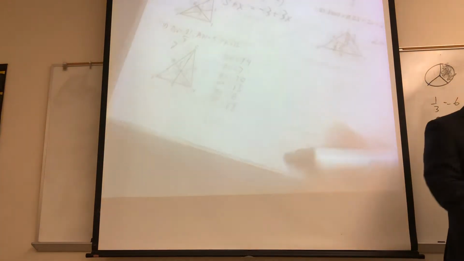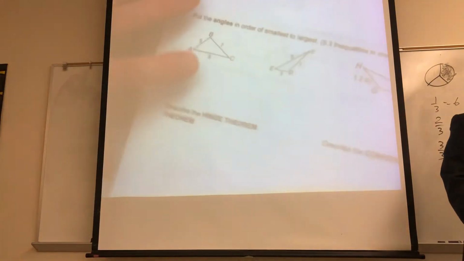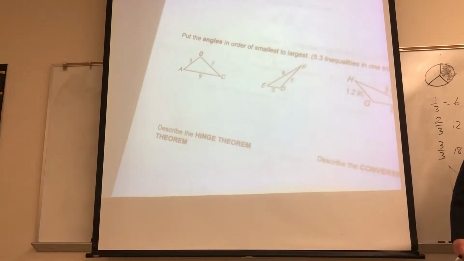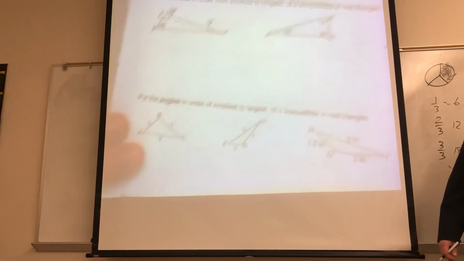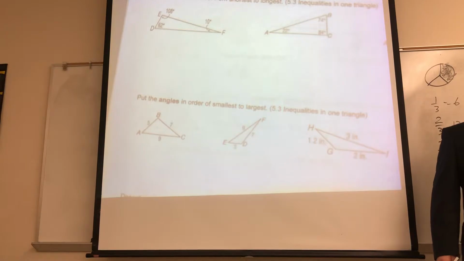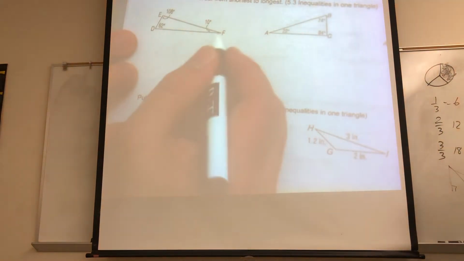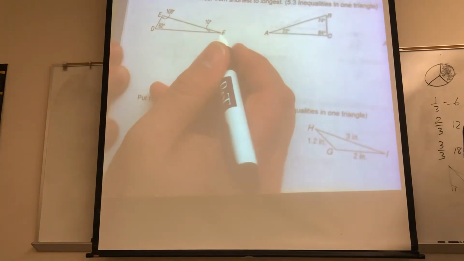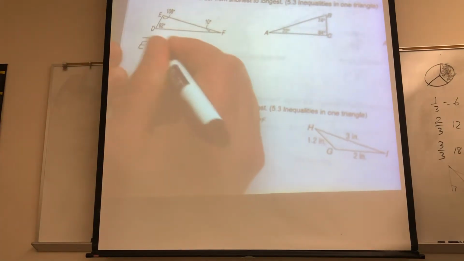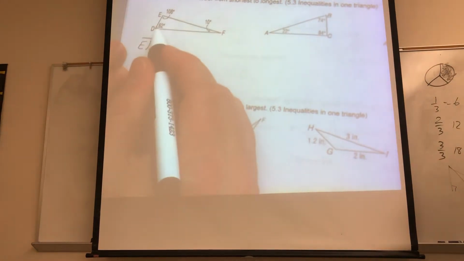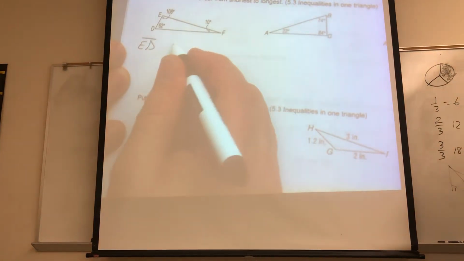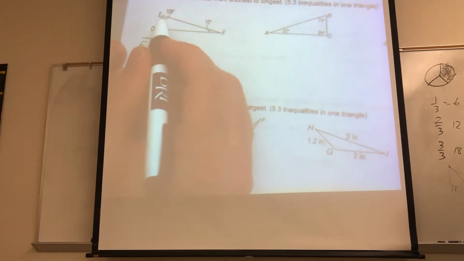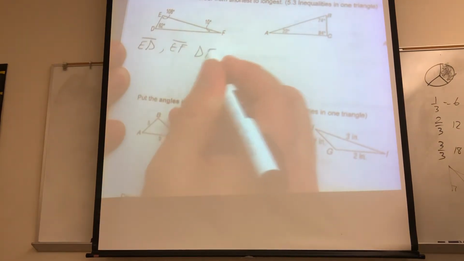All right? On the next page, put the sides in order from shortest to longest. Across from the smallest angle is the smallest side. Across from the largest angle is the largest side. So here's my smallest angle. It's 10. It's on F. So just use the other two letters. ED is my smallest side. 62 is my next biggest angle, so that's EF or FE. And then the largest one is across from the 108. That's going to be DF.